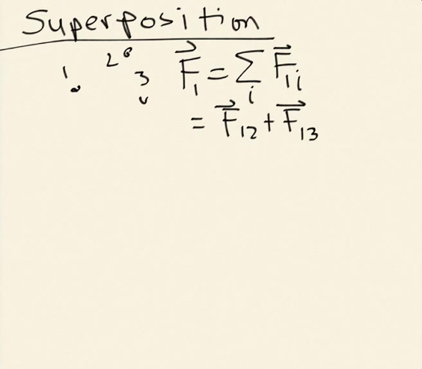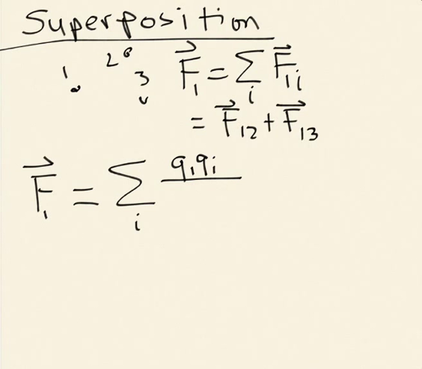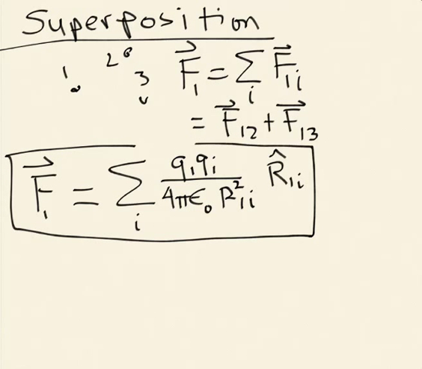So if I have a particle 1 that's sitting among a bunch of other particles that have charges, the force on particle 1 will be the sum over all the other particles, Q1 Qi, where the ith particle sits at some point in space, which I can denote with a vector R1i, and then I have R1i hat. All right, so let me stop there.